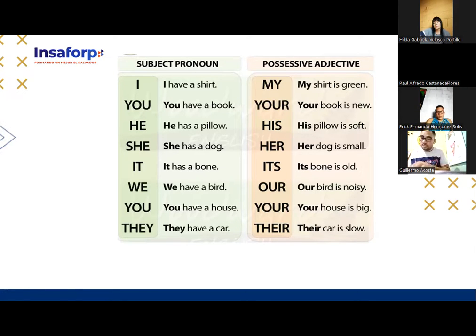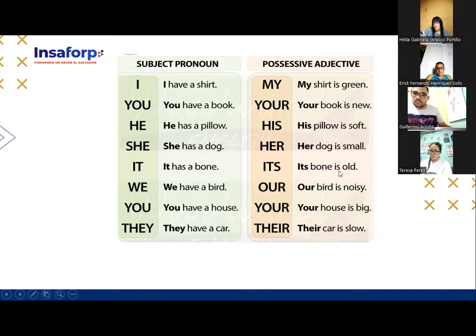lento. ¿Okay? Entonces, esas son las formas en cómo usamos los possessive adjectives. My shirt is green. Your book is new. His pillow is soft. Her dog is small. Its bone is old. Our bird is noisy. Your house is big. Their car is slow.